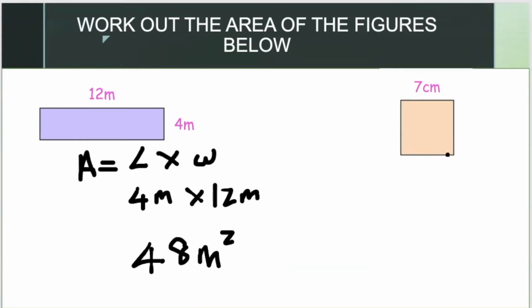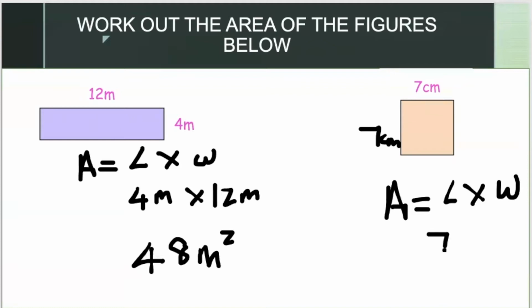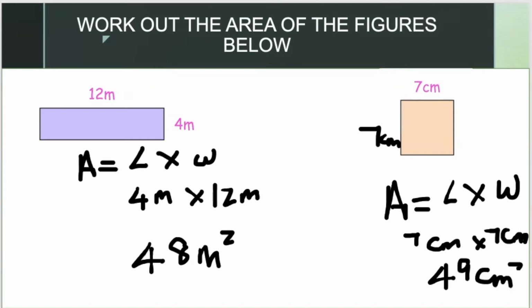If I have a square, remember all sides are equal. So the area of this is still length times width, which will be 7 centimeters times 7 centimeters. 7 sevens, that's 49. So the answer is 49. The unit is centimeters square.